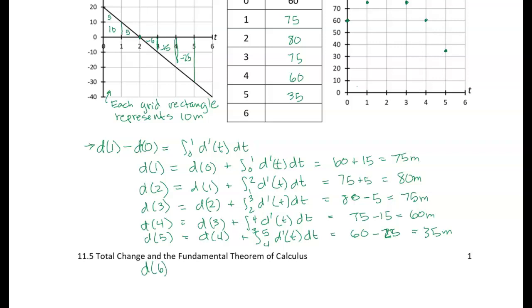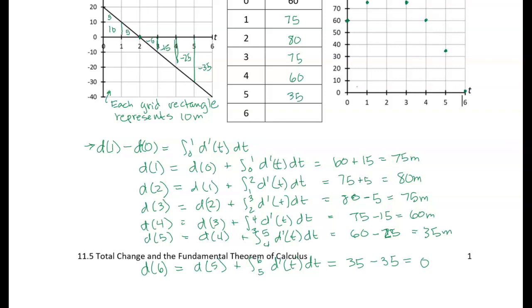D at 6. The displacement at 6 is the displacement at 5 plus the integral from 5 to 6 of the velocity. Okay, so we're going to take 35. And let's figure out what that integral is. We got 10, 20, 30, 35. So lo and behold, we just hit the ground, right? 35 minus 35 is 0. Okay, now plot that.